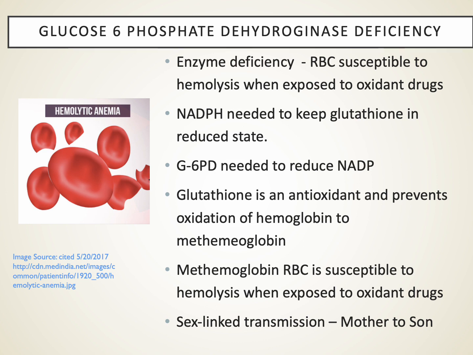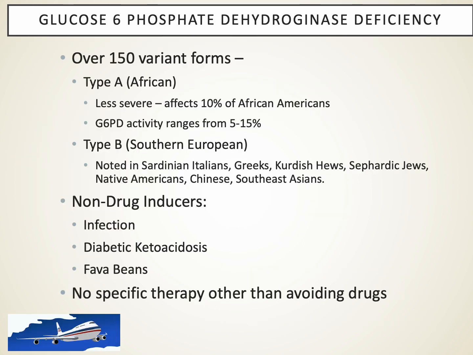So it's important to understand if folks have this deficiency. It's a sex-linked transmission, mother to son. There are different variants of it. Typically, it's seen in patients who have some heritage around the Mediterranean. There is a northern Mediterranean and a southern Mediterranean type of exposure.